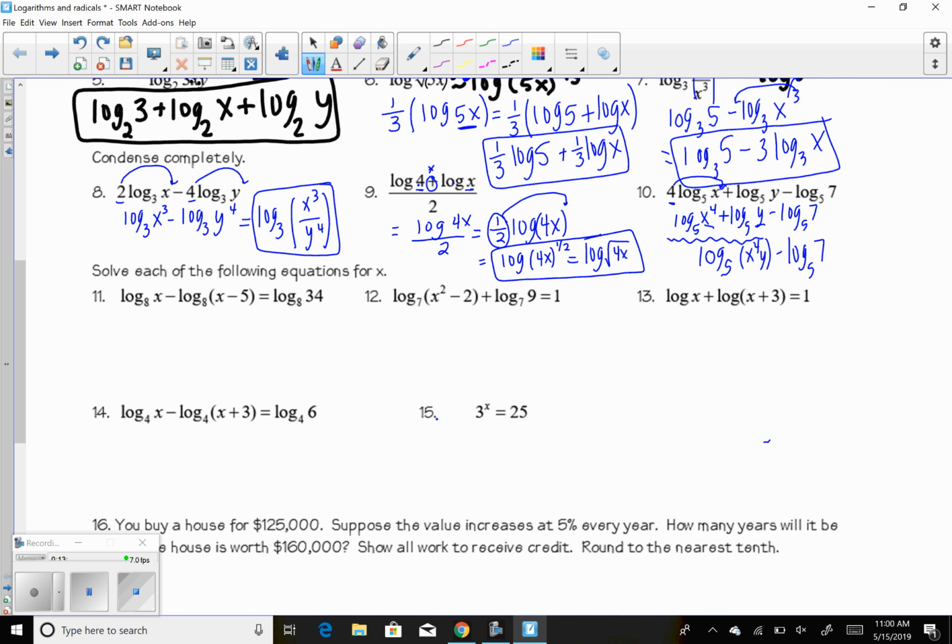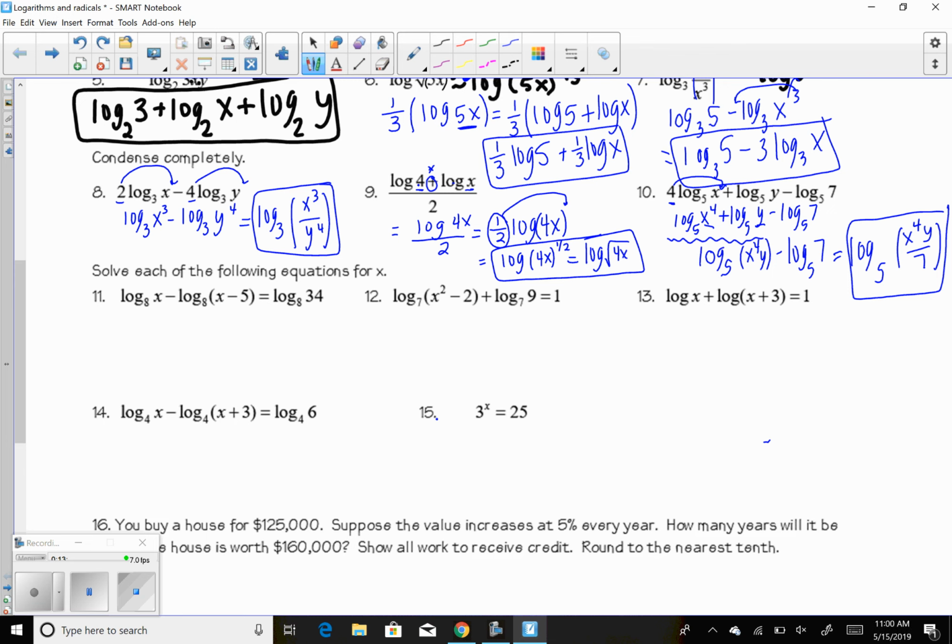So now I'm ready to condense one more time. So now I condense the subtraction. And the way that I'm going to condense the subtraction is division. So this is going to be equivalent to log base 5 of x to the 4th y divided by 7.